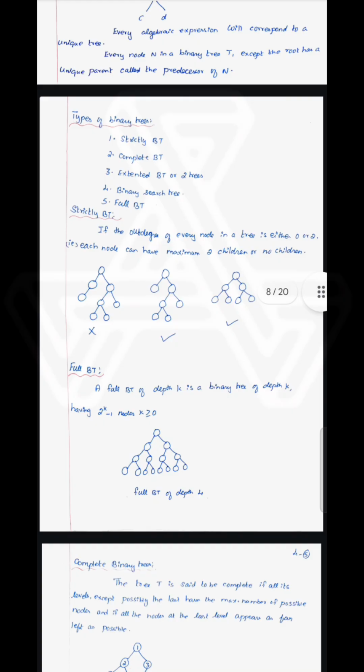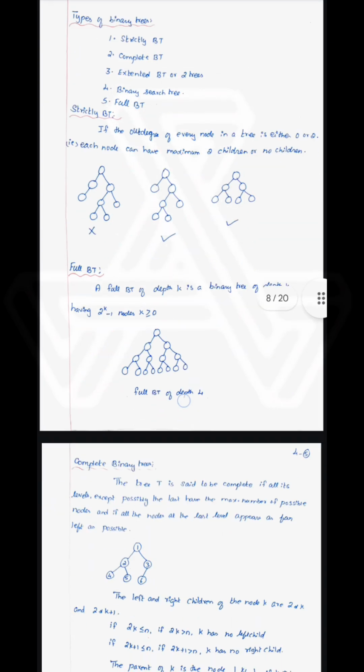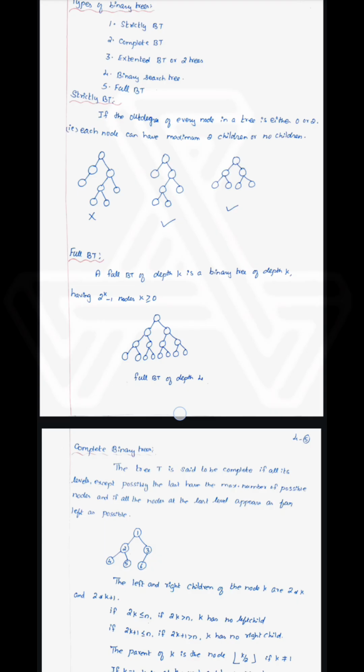Strict binary tree: the edges of every node of the tree is either 0 or 2. Each node can have a maximum of 2 children or no children. That is strictly binary tree. Full binary tree: a full binary tree of depth k is a binary tree of depth k having 2 power k minus 1 nodes, where k is greater than or equal to 0.